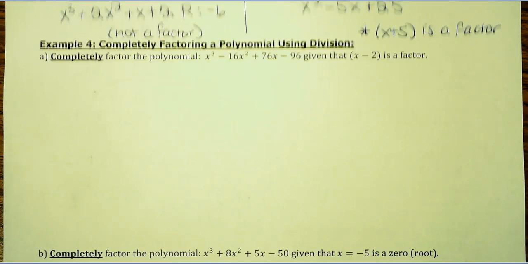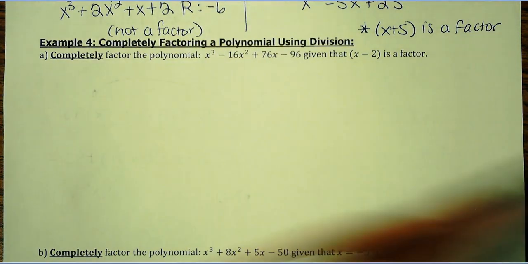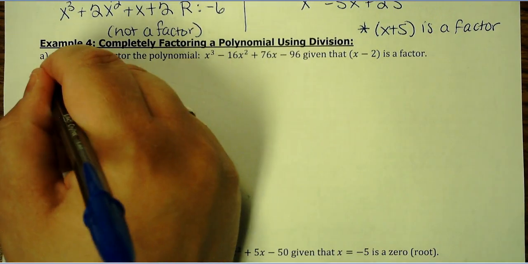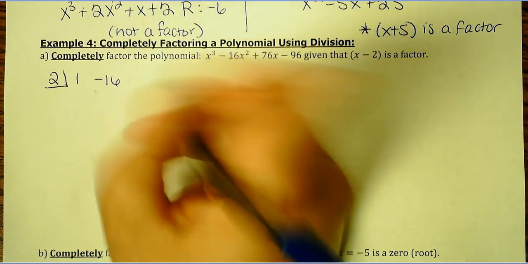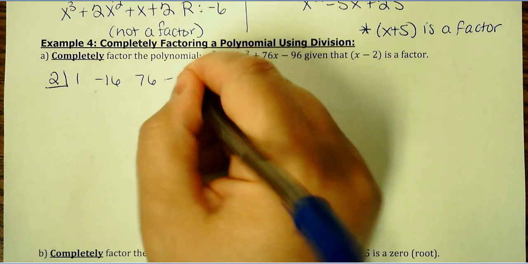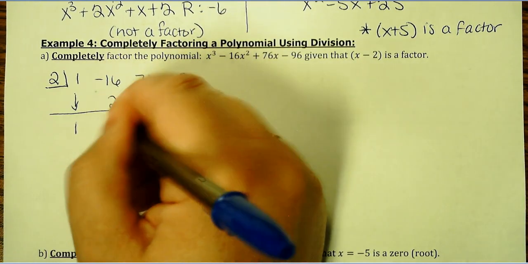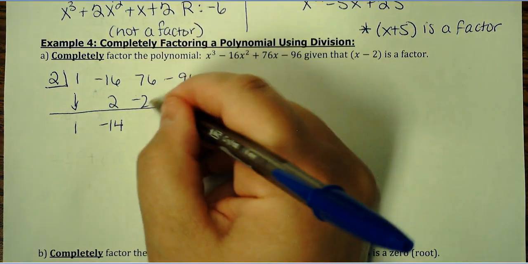All right, now I've got just two examples here at the bottom. There are going to be questions that ask you to factor completely. And so what do I mean by that? We're going to go ahead and use synthetic division here. So I'm going to change this to a 2, and I have 1, negative 16, 76, negative 96. We don't have any missing powers of x here. 2 times 1 is 2. This will be negative 14. 2 times negative 14 is negative 28.